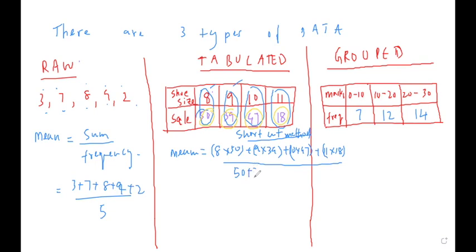Sir, this is direct method, no, sir. Shortcut method is with a deviation. Sorry, this is direct method, my bad. Yeah, this is direct method. You're right, my bad. This is direct method, the first method, right? Yes, sir.